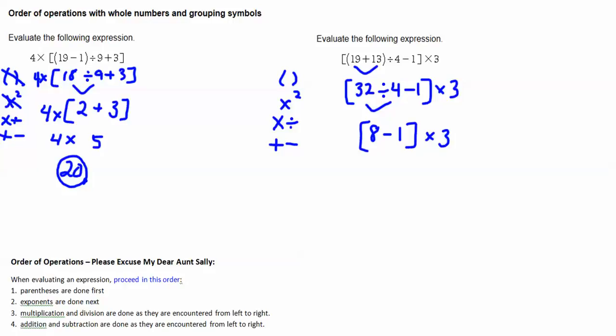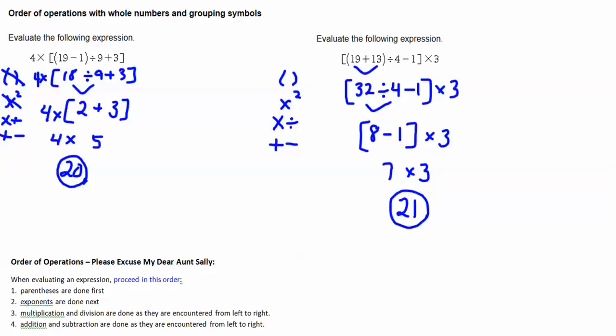The subtraction part of the problem is still within the brackets, so the subtraction is going to be done before the multiplication, which might seem strange because multiplication comes before subtraction, but because the subtraction is still in the grouping symbols, the brackets or the parentheses, it gets priority over anything else below. So 8 minus 1 is 7. Now that there's only one number in the bracket, we can drop the bracket off. So last step is 7 times 3 is 21.